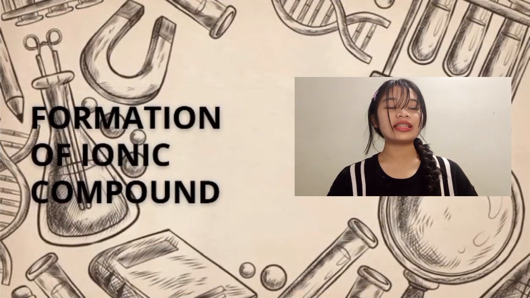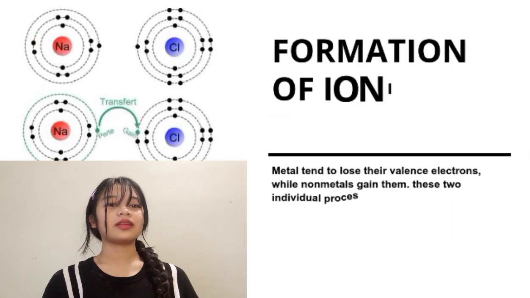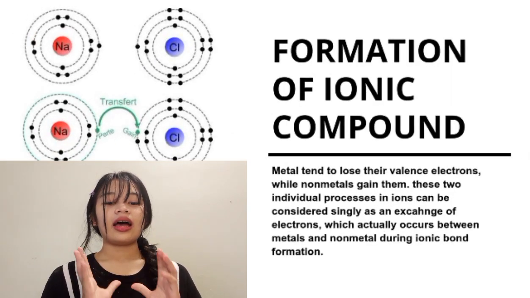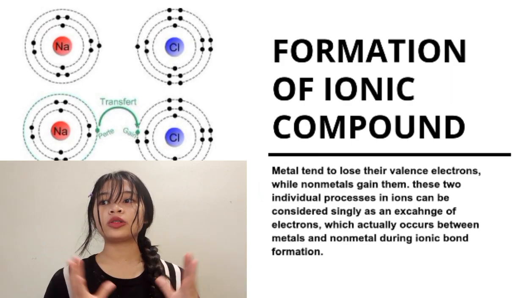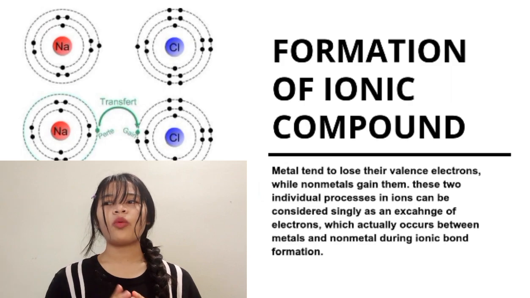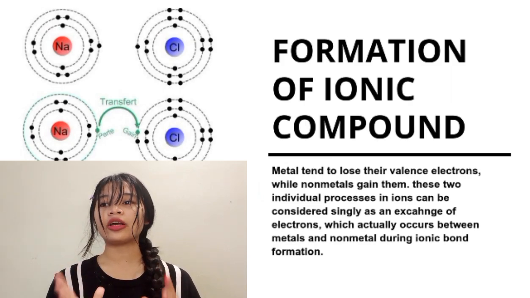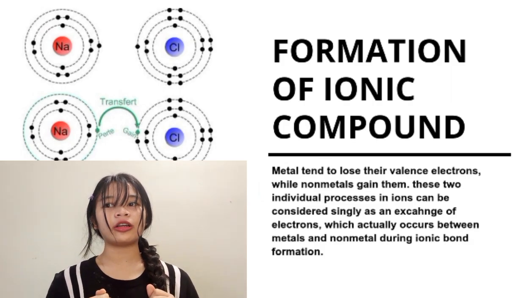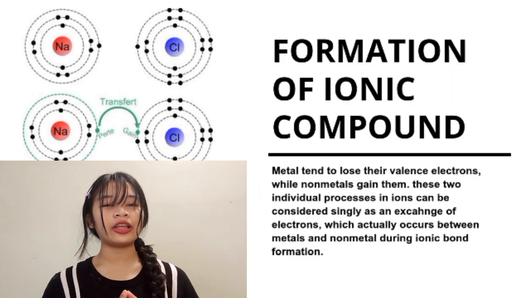So, our last lesson is the formation of ionic compounds. As mentioned in the previous lesson, metals tend to lose their valence electrons, while non-metals gain them. These two individual processes can be considered singly as the exchange of electrons, which actually occurs between metal and non-metal during ionic bond formation.